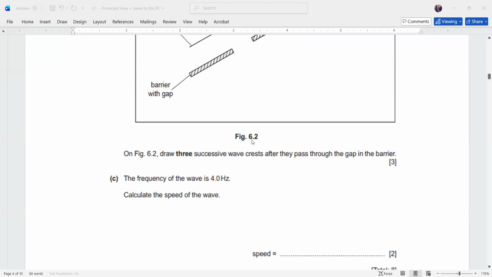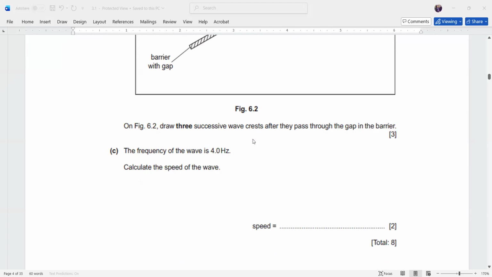The frequency of the wave is 4 hertz. What is the speed? How to get the speed? Speed equals frequency multiplied by wavelength, so v equals f lambda. The frequency is 4 and the wavelength was 1.6 centimeters. If the wavelength is in centimeters, 4 multiplied by 1.6 is 6.4. So in that case, it will be 6.4 centimeters per second.